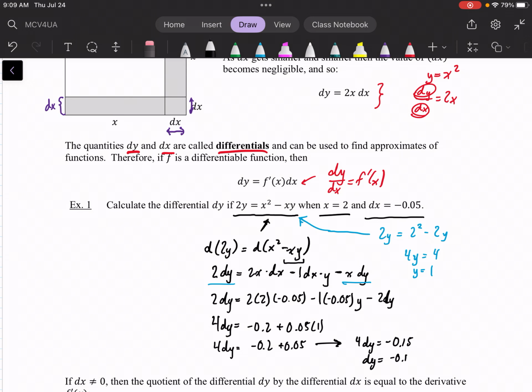It's just negative 0.15 divided by 4. I'm going to leave it like, it's not like, I don't like that. Let's change it into a decimal. So 0.075, negative 0.075 divided by 2. I'm going to do that again. Negative 0.0375. And there we go. We got our value for dy.